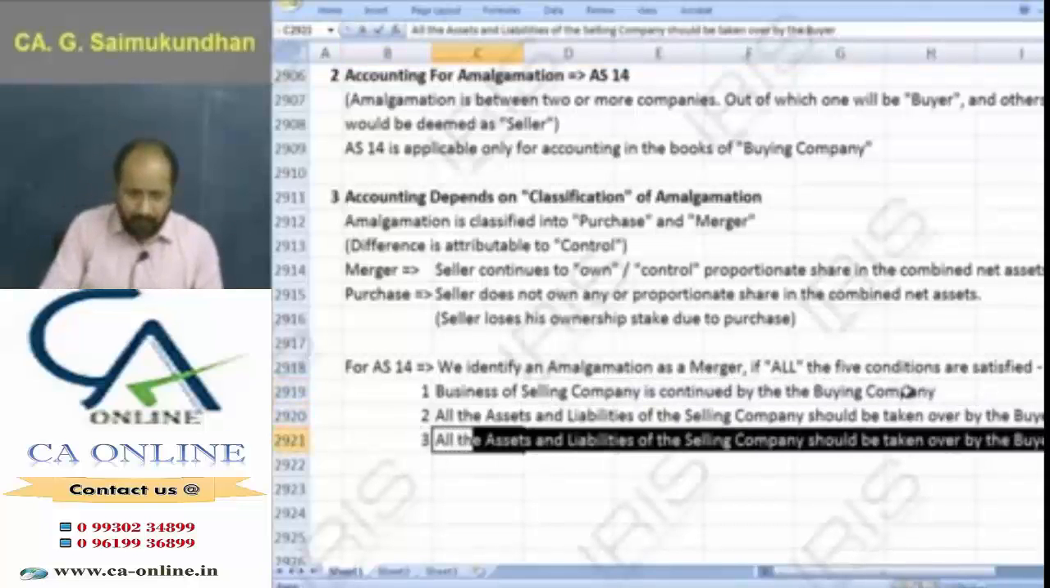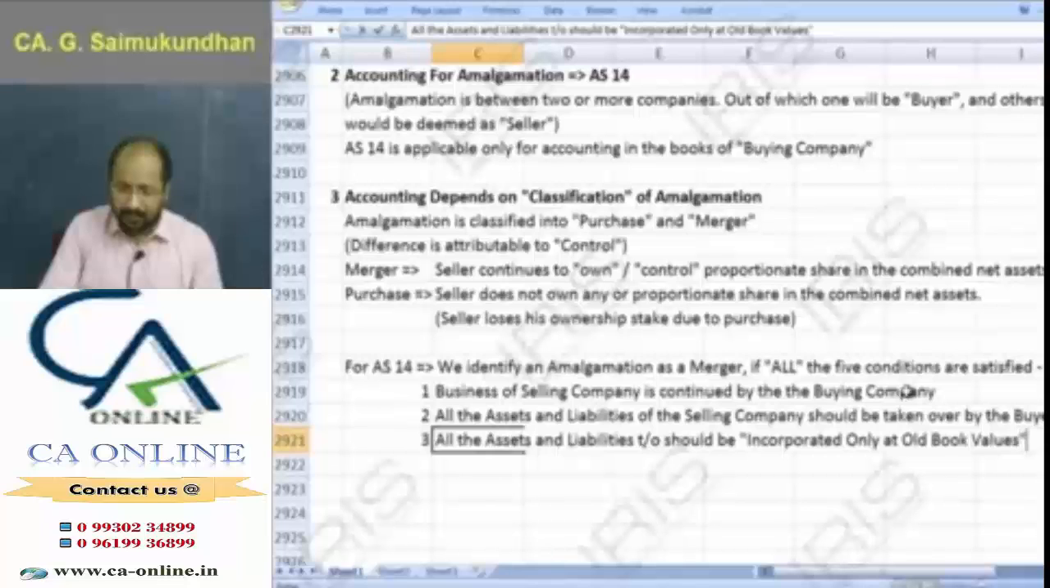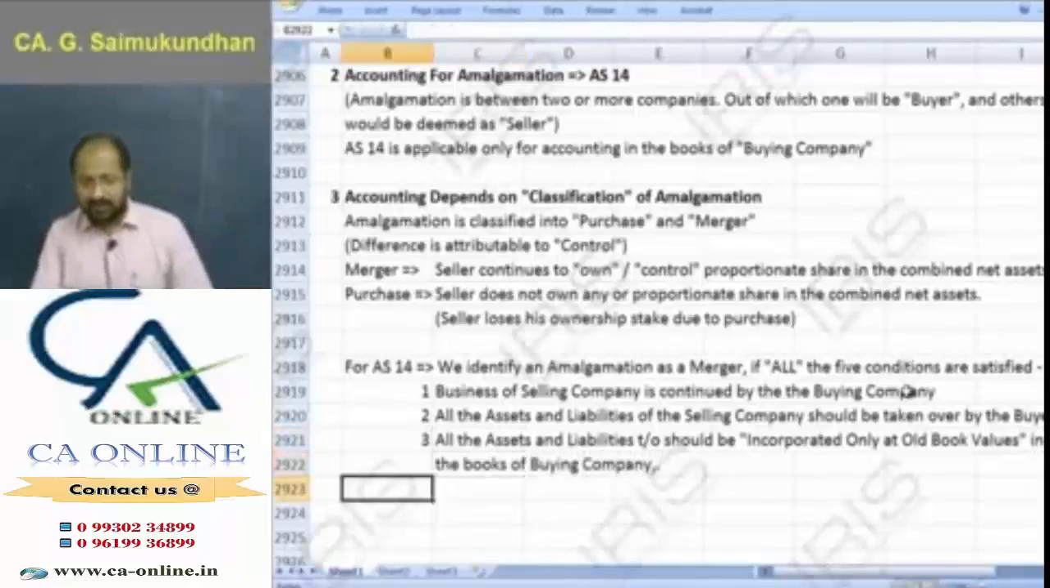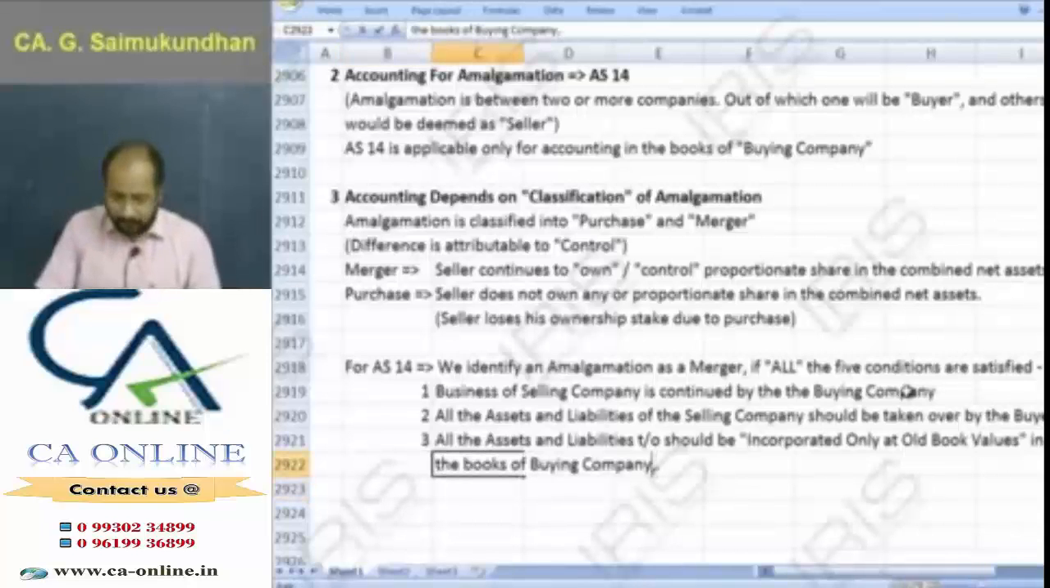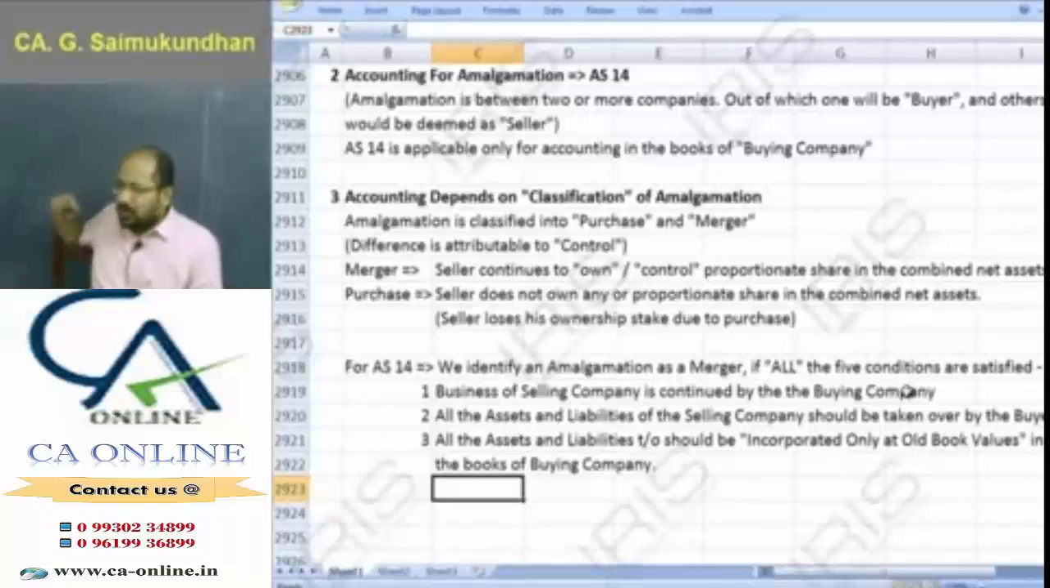Third condition, all the assets and liabilities taken over should be incorporated only at old book values in the books of the buying company. I'll just emphasize. Supposing you buy an asset from me, normal cases. You are buying an asset from me, let's say for some 10 lakh rupees. In your books, you will record that asset at what value?